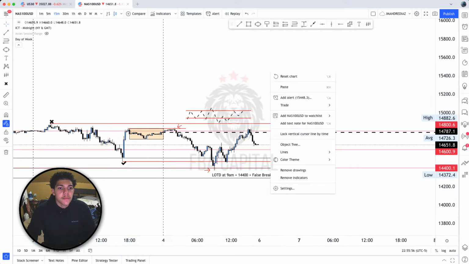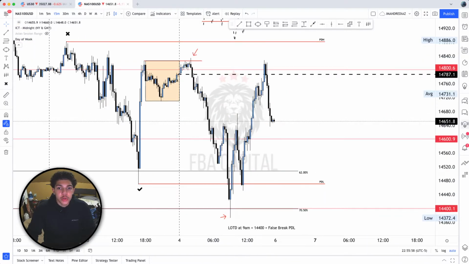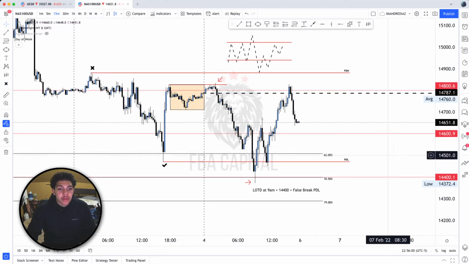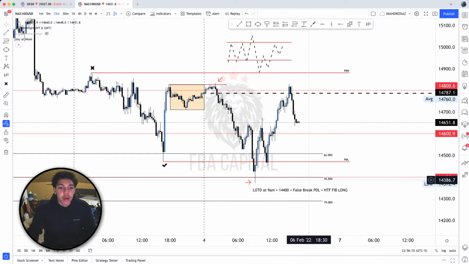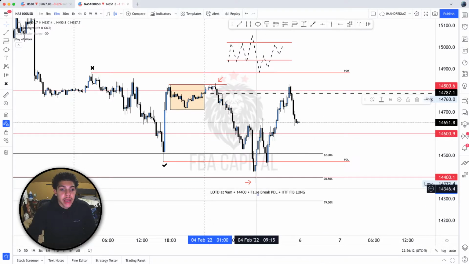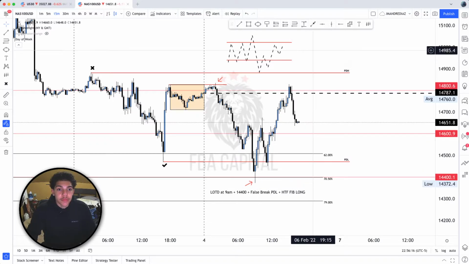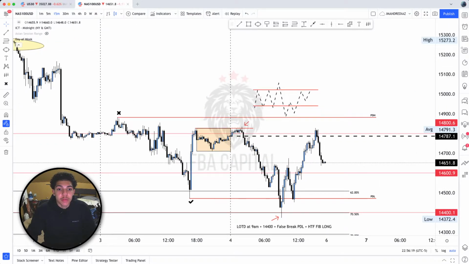Just like that. So we also had this higher time frame fib long from the 70.50%, as you can see right here. So we're going to have that also. Higher time frame fib long. So there was a lot of reason to believe why price was going to have a reaction at this specific level. As you can see, once it came into it, it quickly moved with swiftness away from this level.